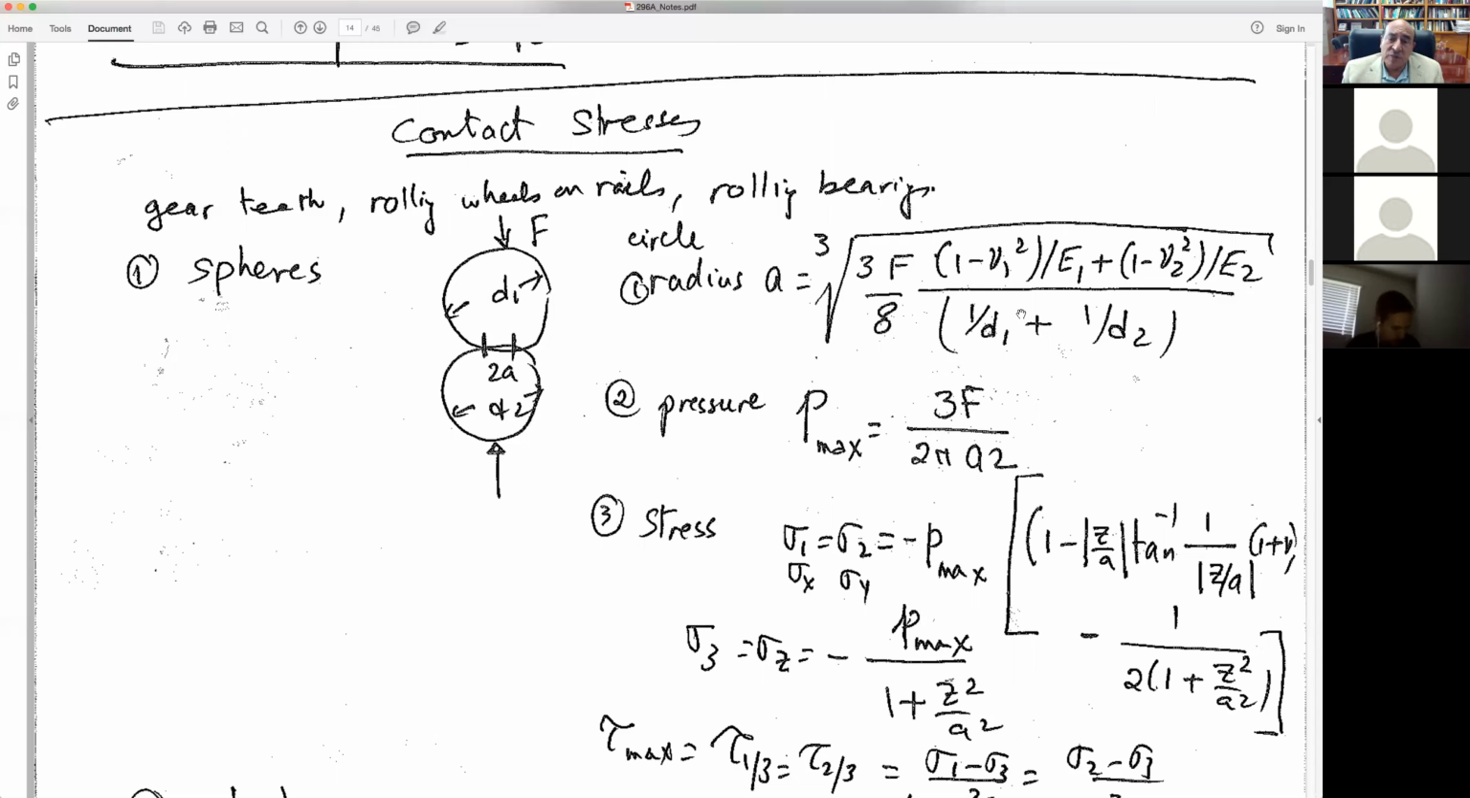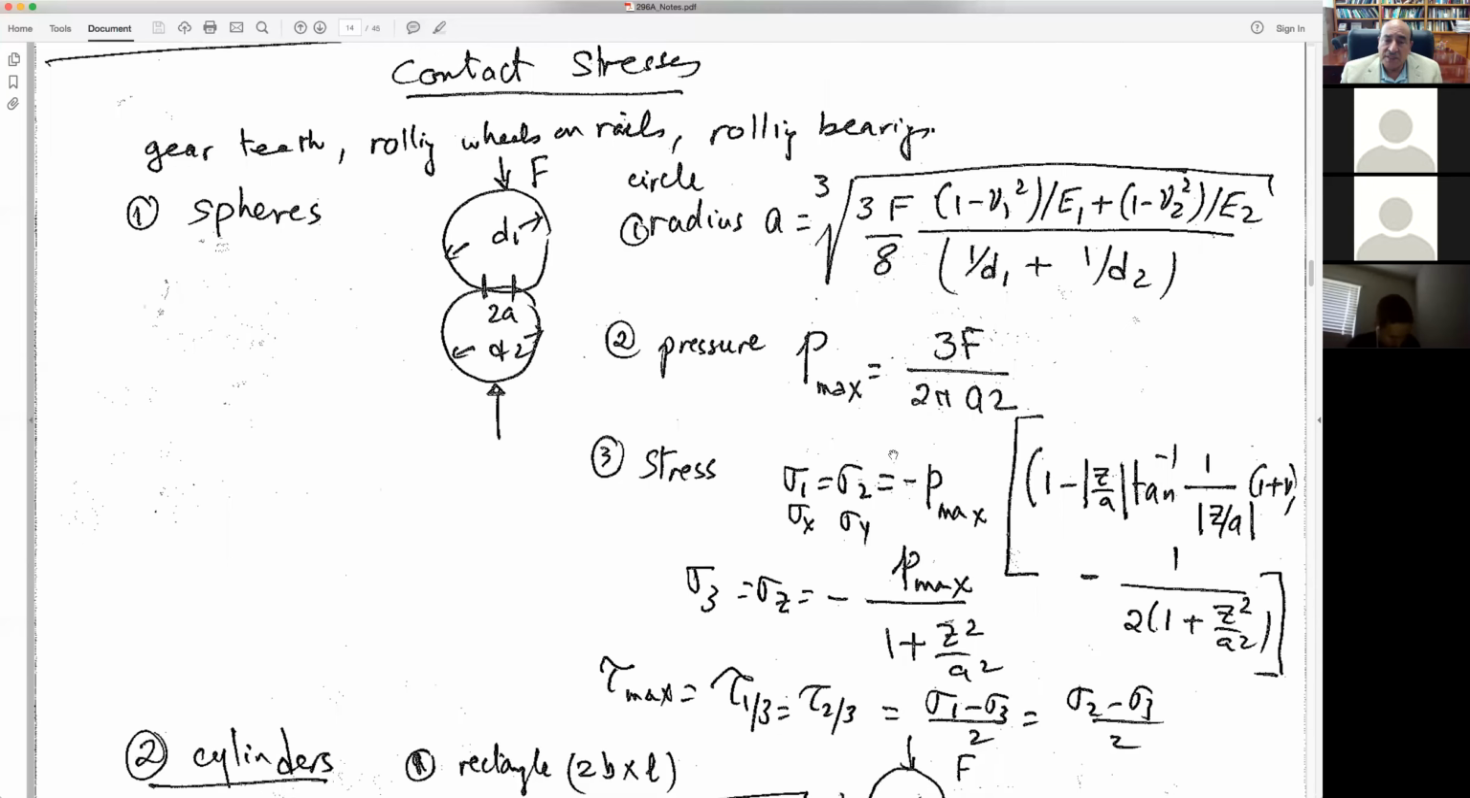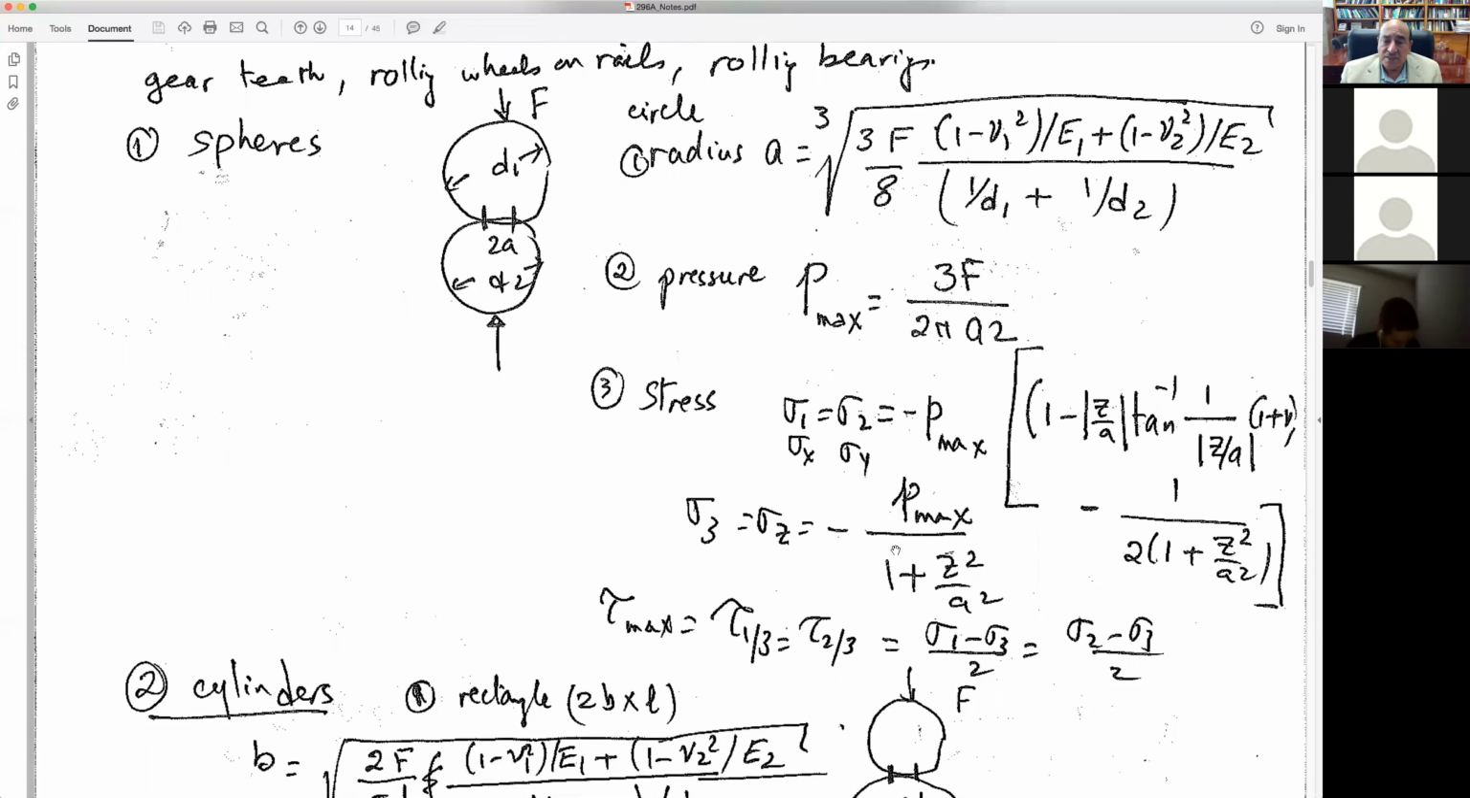Then the problem is that you get a pressure. So you can see now the whole idea of contact: like in the case of press fit, we were looking for a pressure at the interface. Here we get a radius, then we have a pressure on that radius, which is 3F over 2 pi A squared. And then we have a formula for the stress distribution. This is a result of a solution of elasticity that gives us a stress distribution and the maximum stresses.